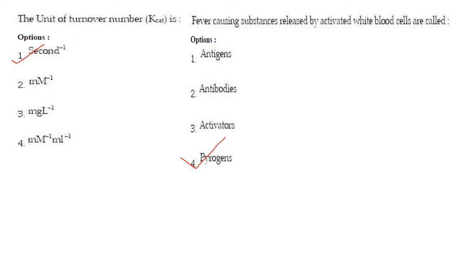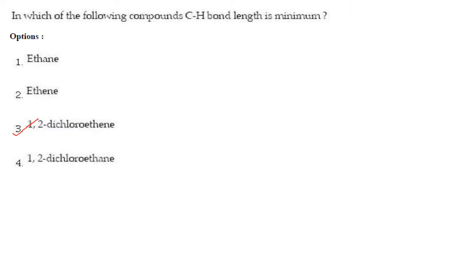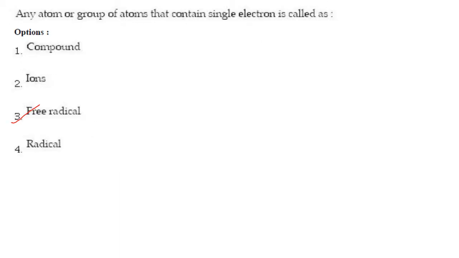Next one. Fever causing substance released by activated white blood cells are called option 1 antigens, 2 antibodies, 3 activators and 4 pyrogens. Answer is option 4 pyrogens. Next one. In which of the following compounds CH bond length is minimum? Option 1 ethane, 2 ethene, 3 1,2-dichloroethene and 4 1,2-dichloroethane. Answer is option 3 1,2-dichloroethene.